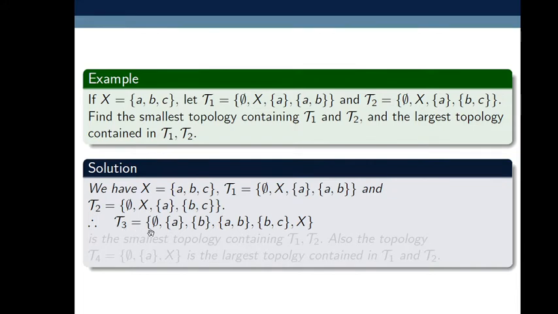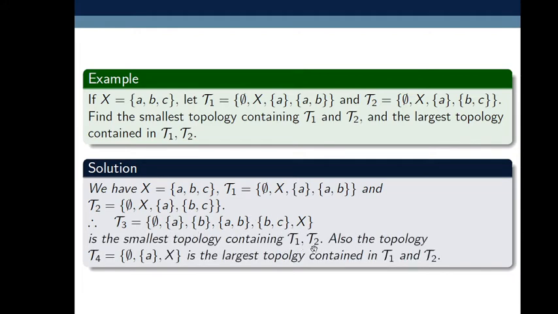Third condition, finite intersection. If we take the intersection of these sets, then it also belongs to tau 3. So all three conditions are satisfied. That's why tau 3 is a topology, and this is the smallest topology which contains both tau 1 and tau 2. Here the elements of tau 1 are the empty set, X, {a} and {a, b}, and the elements of tau 2 are the empty set, X, {a} and {b, c}. So this is the smallest topology containing tau 1 and tau 2.